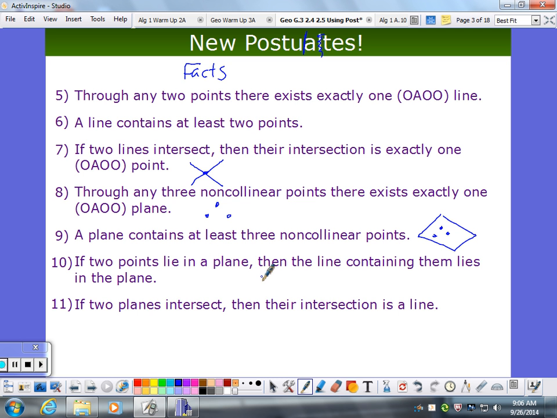If 2 points lie in a plane, so here's my plane, it's got 2 points on it. Well, that makes a line from one of the other postulates, but that line will also be on the plane. And if you have 2 planes that intersect, my drawings aren't so good. So one plane, another plane, I can't draw too well. But they intersect at a line, right?